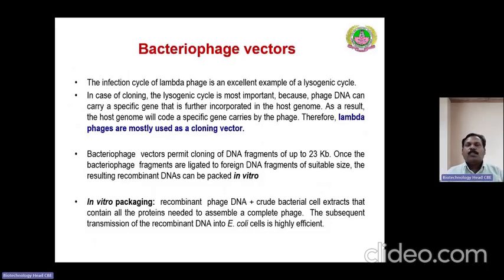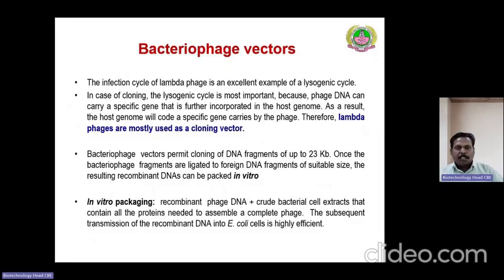In case of cloning, the lysogenic cycle is most important because the phage DNA can carry a specific gene that is incorporated into the host genome. As a result, this genome can hold good for coding some enzymes that are carried by the phage. Therefore, lambda phage, being an example of a lysogenic cycle follower, can be an ideal choice to be used as a cloning vector for cloning larger DNA fragments, for example approximately 23 kilobase pairs of DNA can be cloned in the bacterial phage viral vector systems.